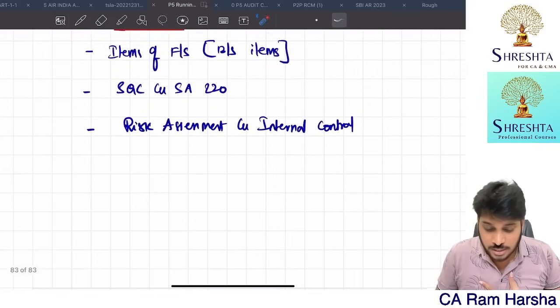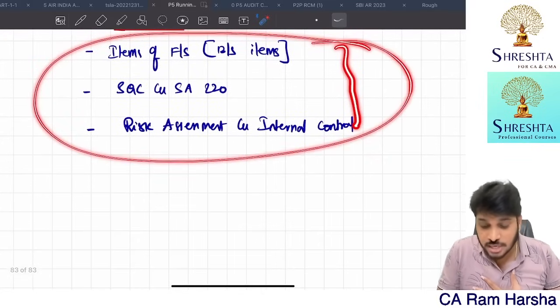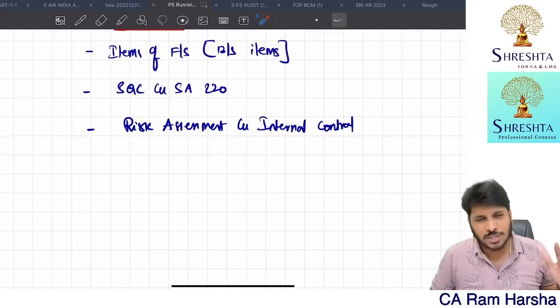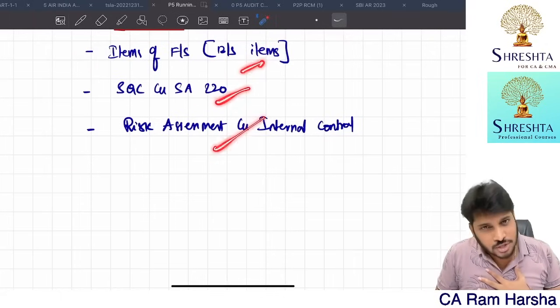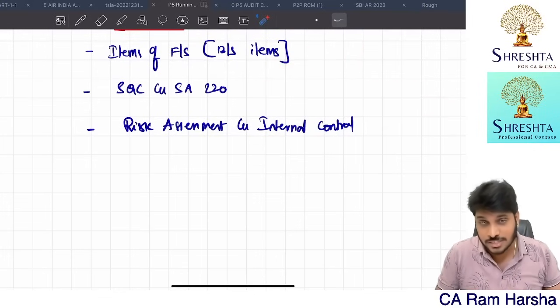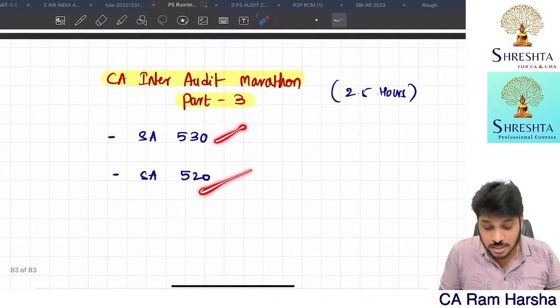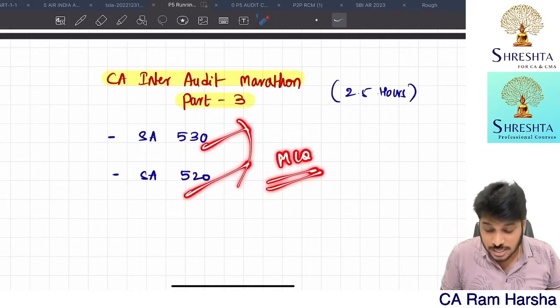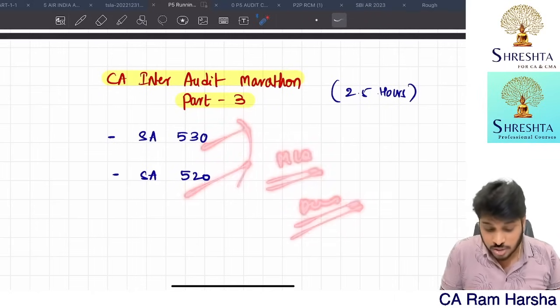Whereas in Part 4, these three topics need to be freshly recorded. Of course, I have my previous version for these also, but I don't want to give that. So I will do a fresh recording. By 25th or 26th April, you'll find the Part 4 video, a merged version of these three. In the meantime, cover 530 and 520, because MCQs are highly likely on these two standards, or a descriptive question might also come.